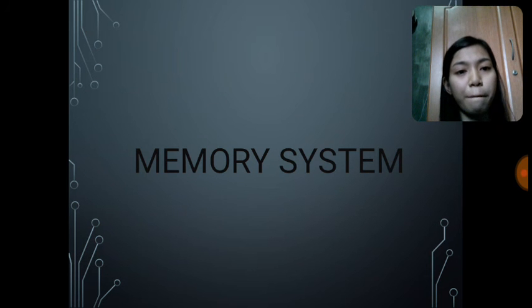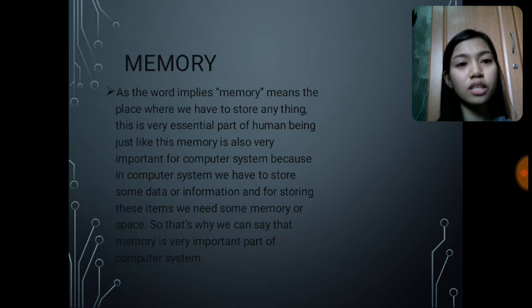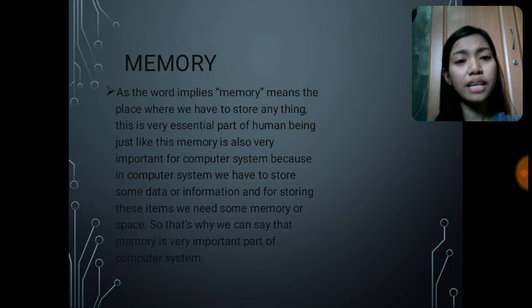The memory system. Memory. As the word implies, memory means the place where we store anything. This is a very essential part of human beings. Just like this, memory is also very important for a computer system because in a computer system, we have to store some data or information, and for storing these items, we need some memory or space. So that's why we can say that memory is a very important part of a computer.